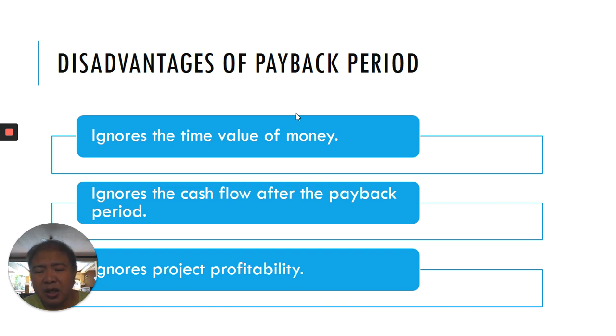And of course, number three, it ignores project profitability. It might be easy, but it totally ignores the profitability of the project, because what we're after is really the annual cash return. So that's the payback period.